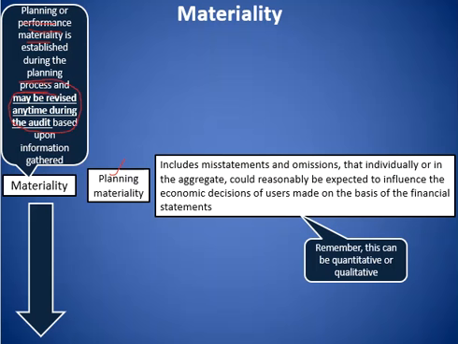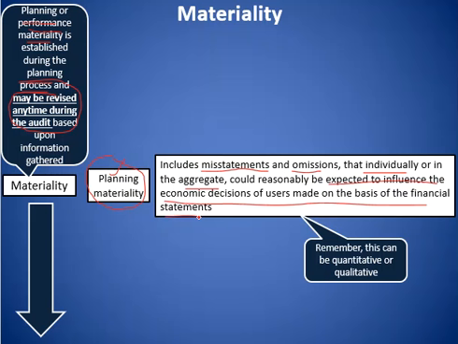In other words, once the auditor makes the plan, it doesn't mean that everything sits in a static environment. If there's a reason to change materiality, the auditor is required by audit standards to do that. Now, what is planning materiality? That's a specific term under audit standards. Audit standards include misstatements and omissions that individually or in the aggregate could reasonably be expected to influence the economic decisions of users made on the basis of the financial statements.